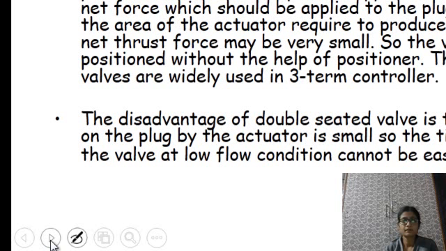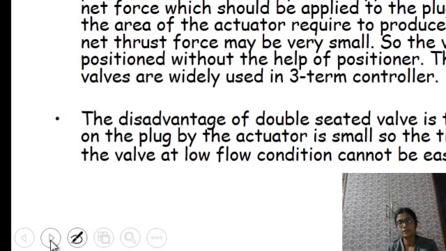So the surface areas of the upper and lower plug are almost equal, and the thrust force due to the differential pressure across the plug in the process fluid is almost equal and opposite for the two plugs. And so the net force which should be applied to the plug stem is negligibly small. So the area of the actuator required to produce a force greater than the net thrust force may be very small. That is the major difference between single-seated and double-seated plug. So the valve may be accurately positioned without the help of a positioner.